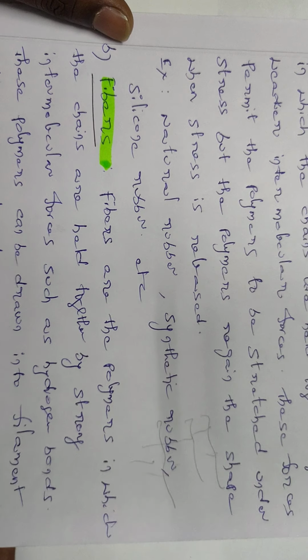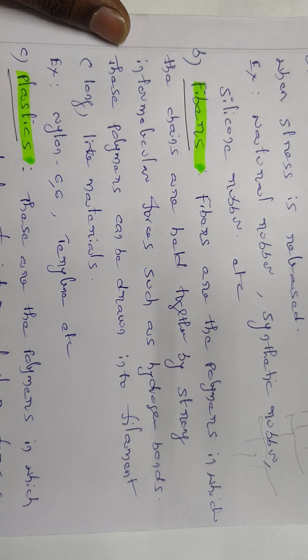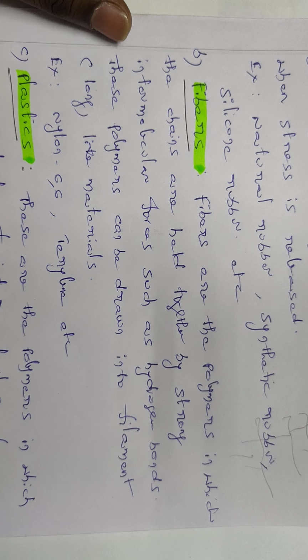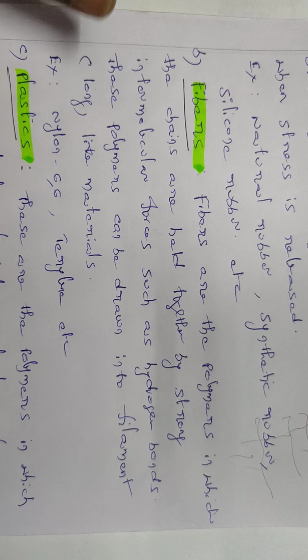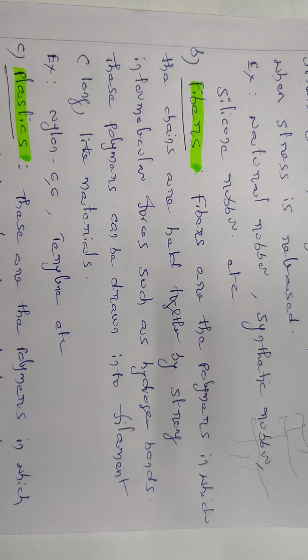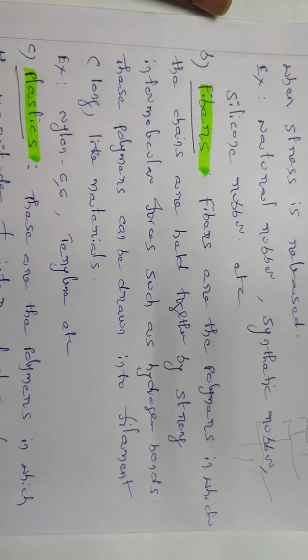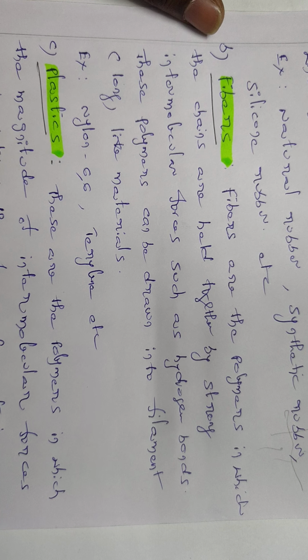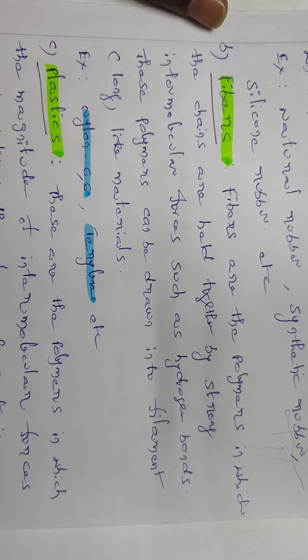And then fibers. So what are fibers? Basing on intermolecular forces, these are the molecules in which the chains are held together by strong intermolecular forces. So these polymers can be drawn into filament like materials. When stress is applied, they can be stretched into a thin filament like material without breaking. Such type of materials are called fibers. The best examples for fibers are nylon 66, terylene.